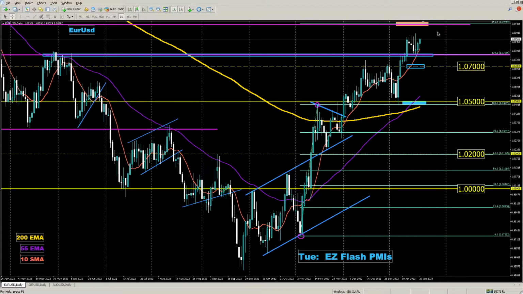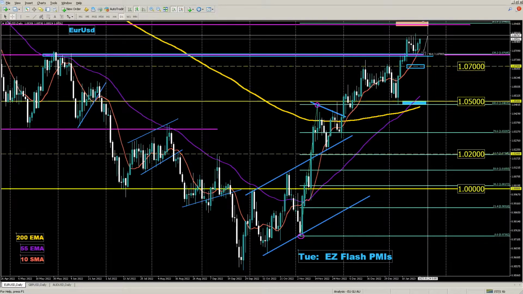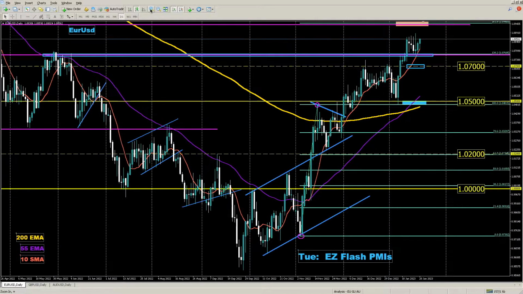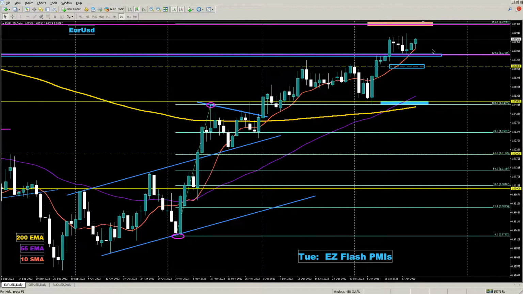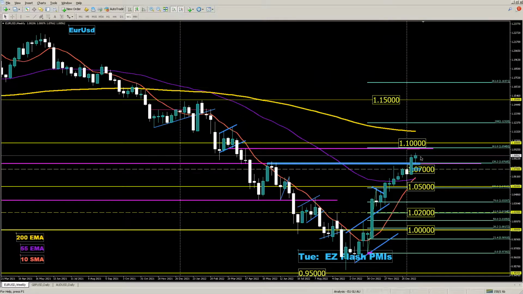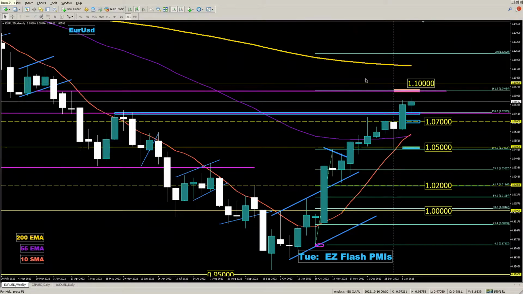And you can see how tight the range was for last week. We expand this out, and it's just over 100 pips for the whole week. So that's a very tight range for the week. If we take a look at the weekly time frame, I can see just a small spinning top for the week.